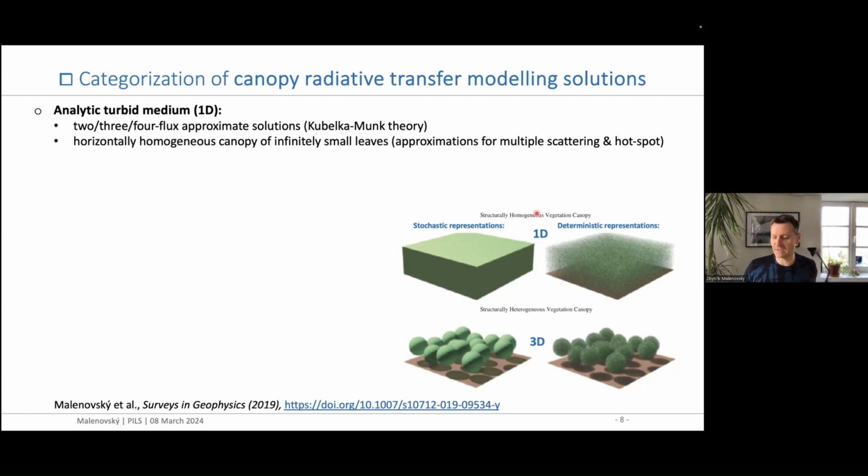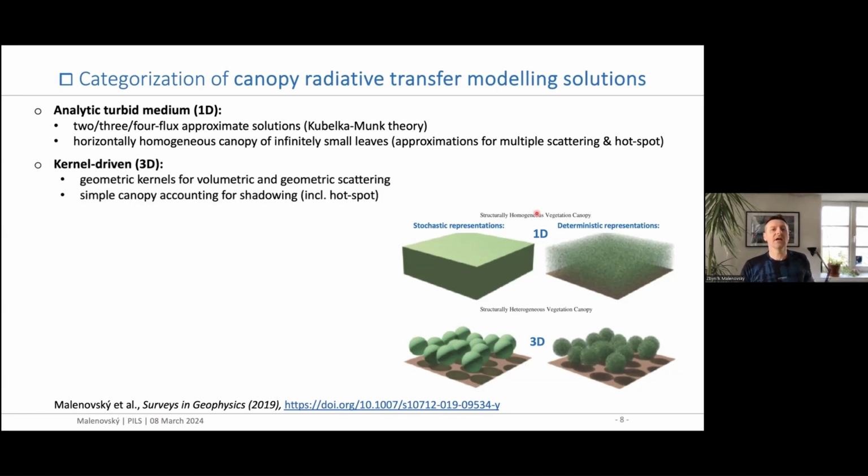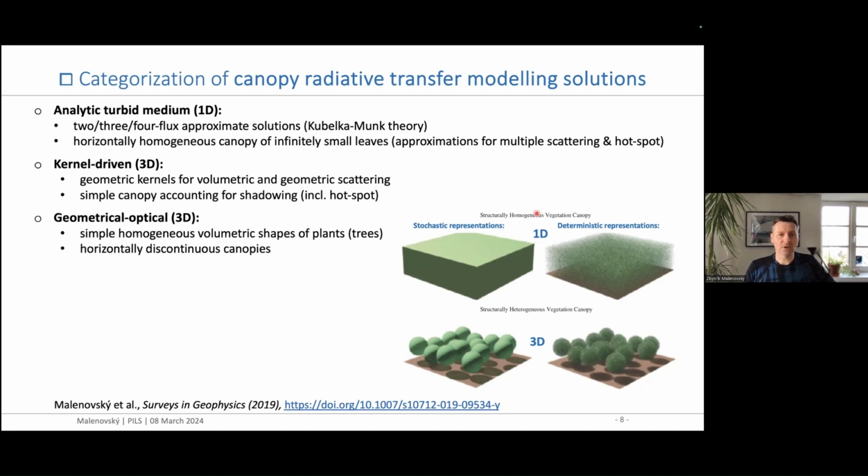So the models are not very accurate, but they are very fast and very efficient. When it comes to 3D canopies, we have far more solutions. There are kernel-driven solutions, which work with volumetric and geometric scattering and account for the shadows, including the hotspot. Then we have geometrical optical models, where the canopy is described by volumetric shapes, like here, these spherical objects, for instance. They can therefore simulate horizontally discontinuous canopies.